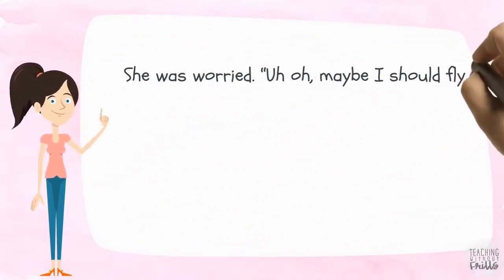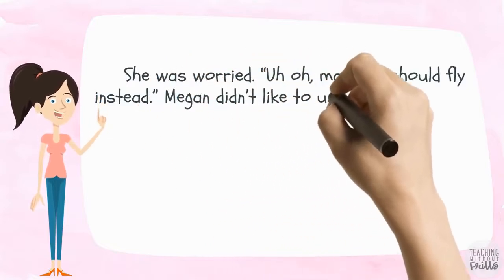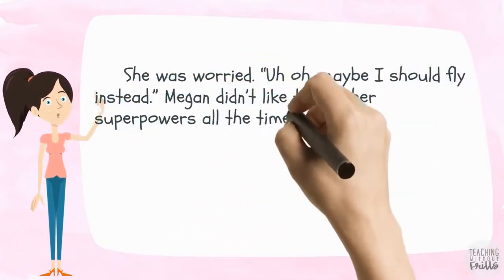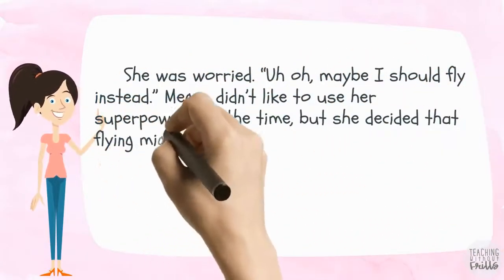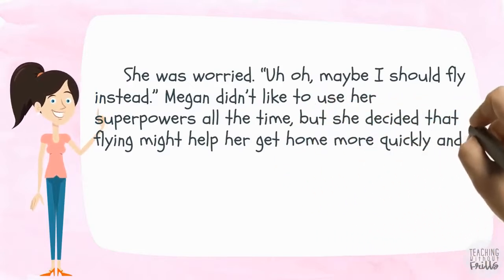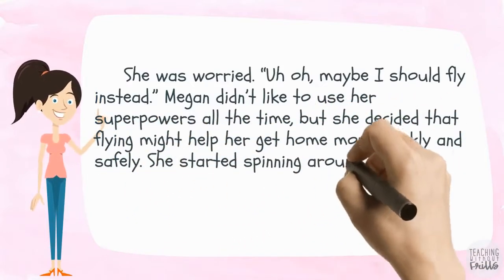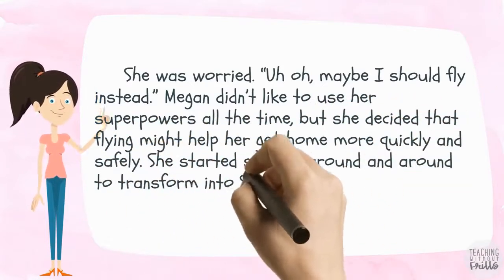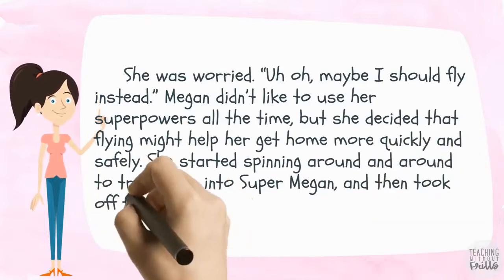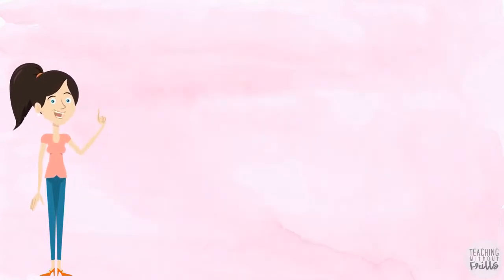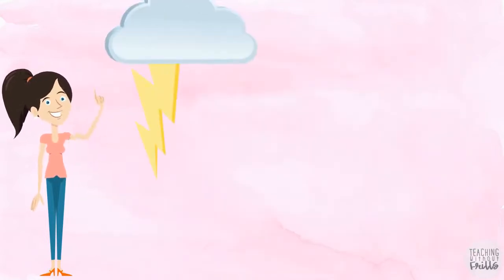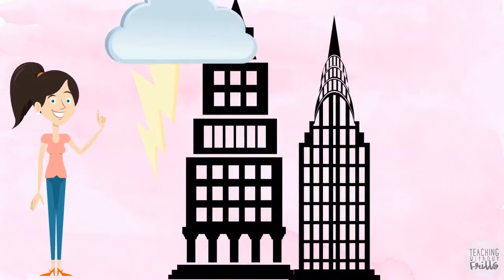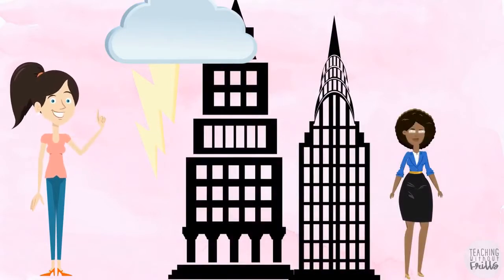Uh-oh, maybe I should fly instead. Megan didn't like to use her superpowers all the time, but she decided that flying might help her get home more quickly and safely. She started spinning around and around to transform into Super Megan and then took off flying into the air. Did you notice how I set a suspenseful mood by describing the weather and the setting, and I gave the reader some information about Super Megan?